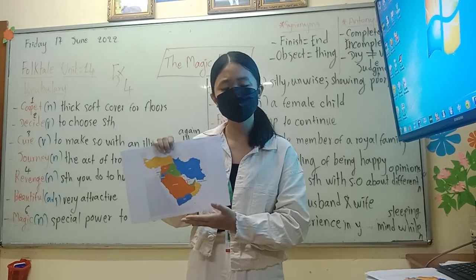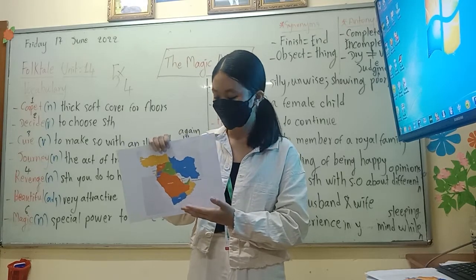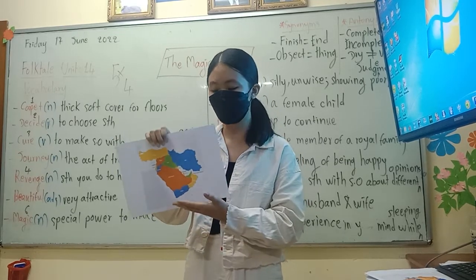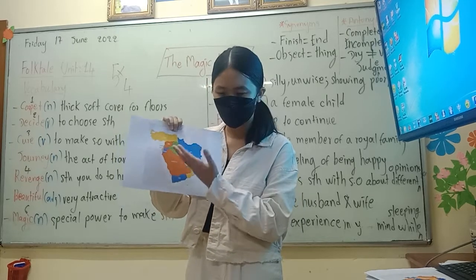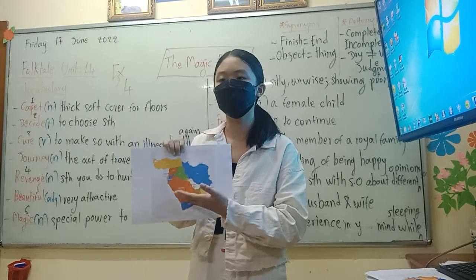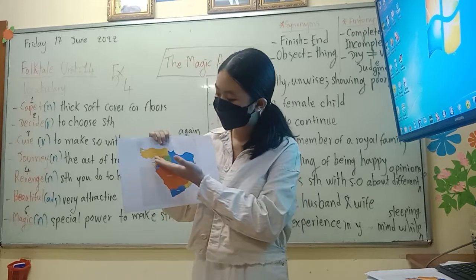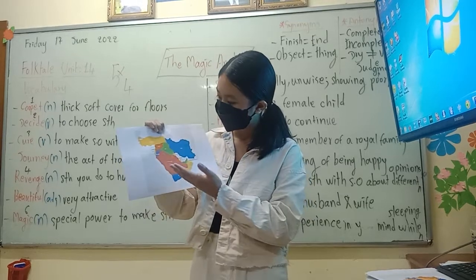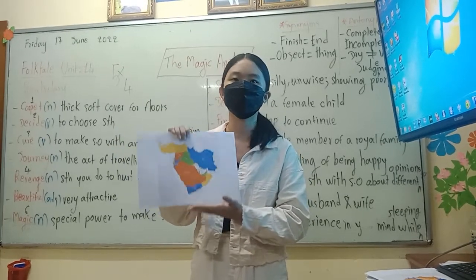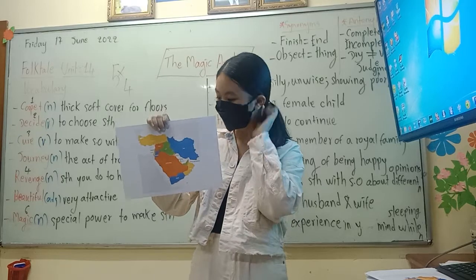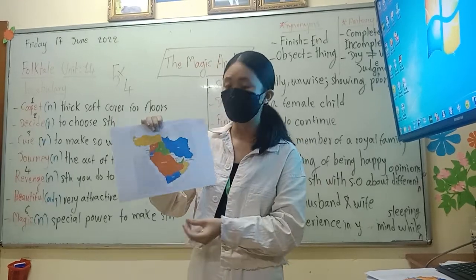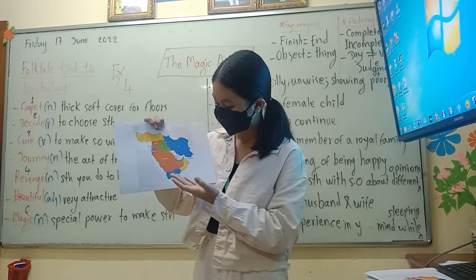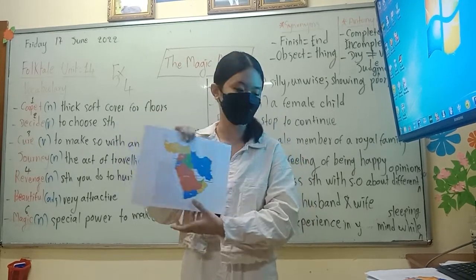Palestine, the capital city of Palestine is Ramallah. Qatar, the capital city of Qatar is Doha. Saudi Arabia, the capital city of Saudi Arabia is Riyadh. Syria, the capital city of Syria is Damascus. Turkey, the capital city of Turkey is Ankara. United Arab Emirates, the capital city of it is Abu Dhabi. Yemen, the capital city of Yemen is Sana'a.